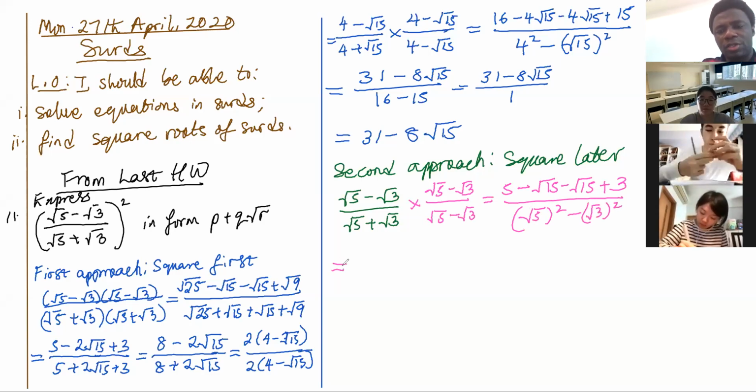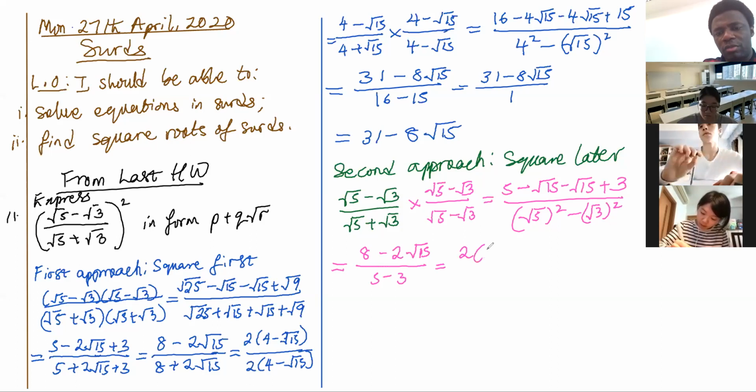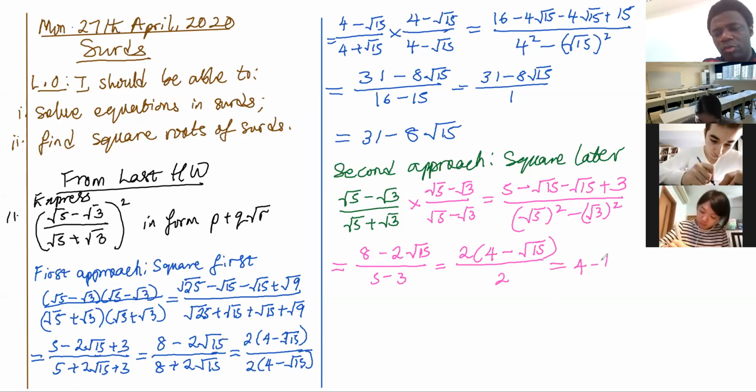Some people did this. So that would be 8 minus 2 root 15 divided by 5 minus 3, which is 2. So I'm going to bring out 2 here, so we don't waste time. After subtracting this and I get a 2, I can cancel, giving me 4 root 15. So if the content of the bracket is this, then everything I'm asked to express is just this squared.